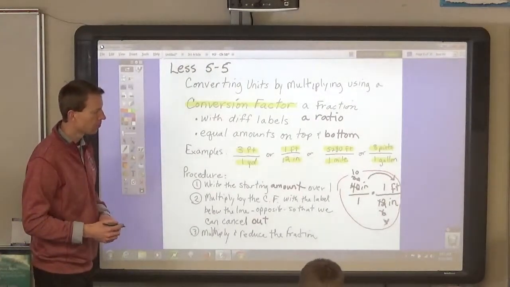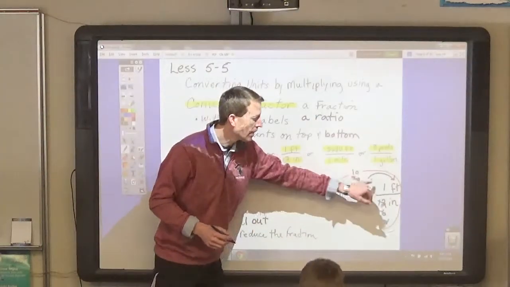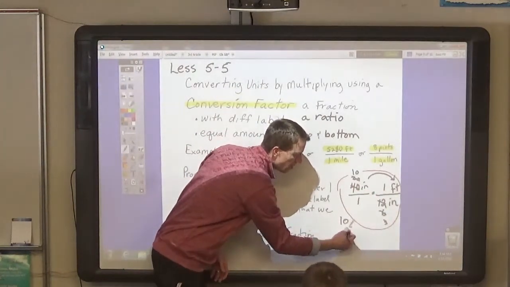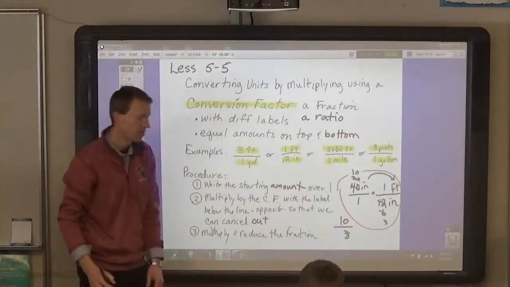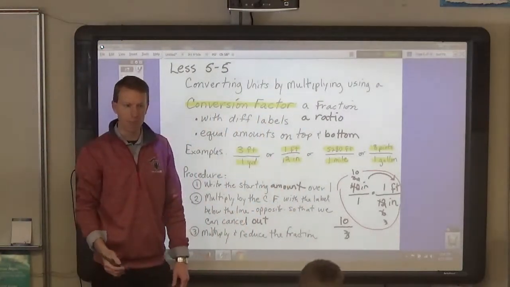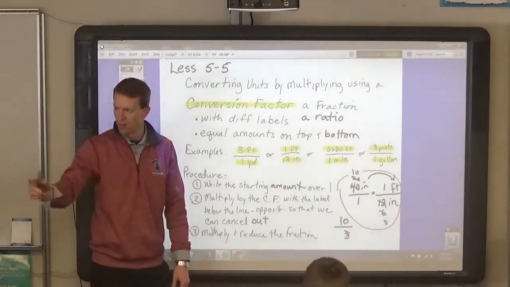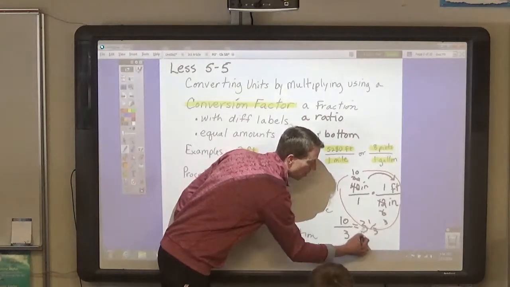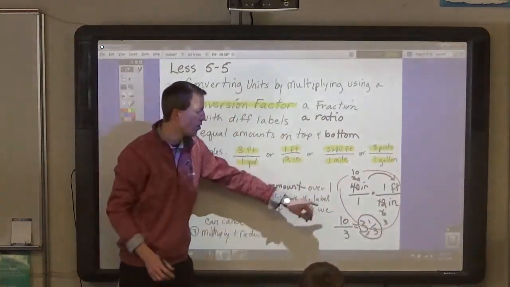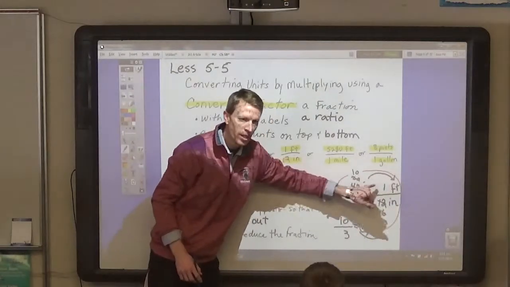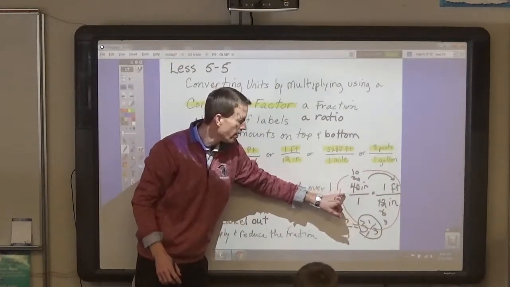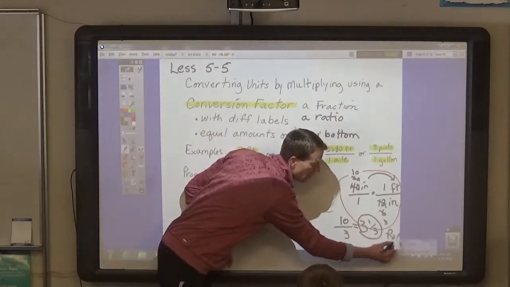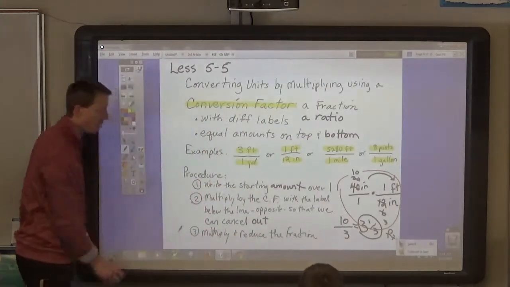And then multiply. So what do you end up with? 10 times 1 is 10. And 1 times 3 is 3. And then change that to a mixed number. 3 and 1/3. So there's 3 and 1/3 feet in 40 inches. We converted inches to feet. So this is 3 and 1/3 feet. And the label is really important on these. Okay?